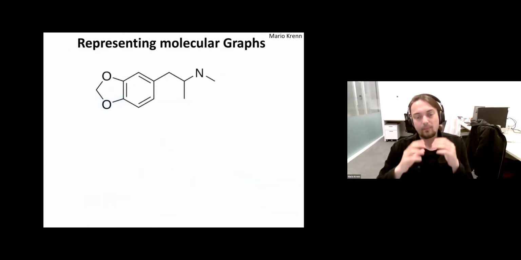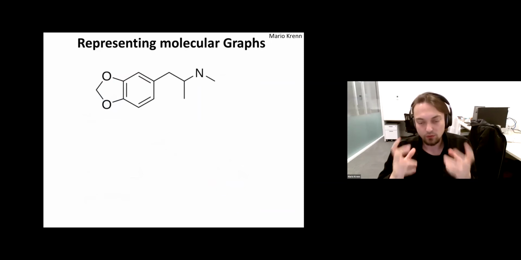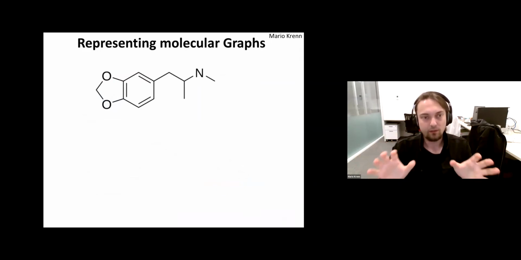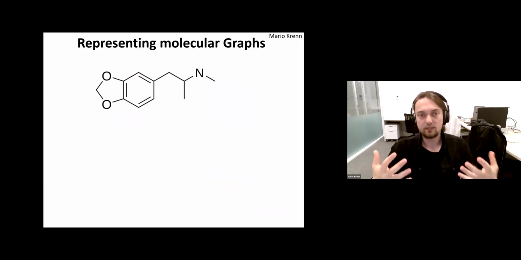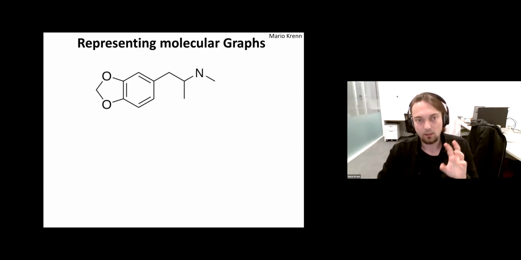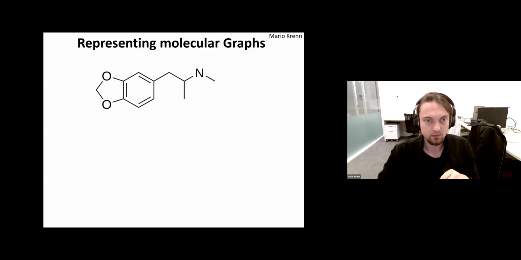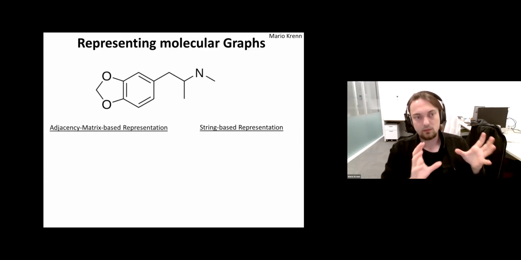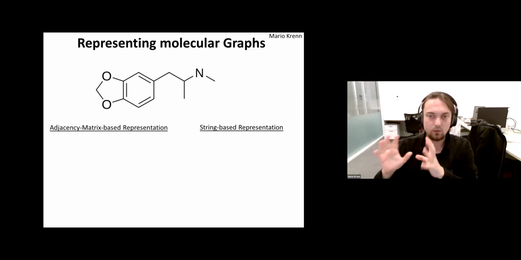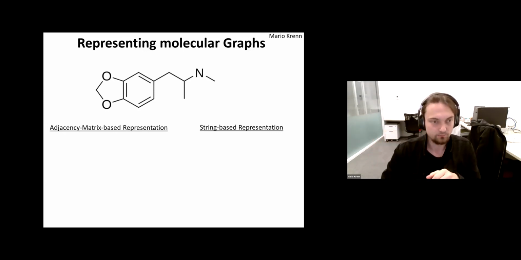So if you want to use a computer to design new molecules, a very first question that you want to ask yourself is, how can you represent the information of that molecule? And there are basically two different ways to do this. The first one is the so-called adjacency matrix-based representation. And the second one is the string-based representation.